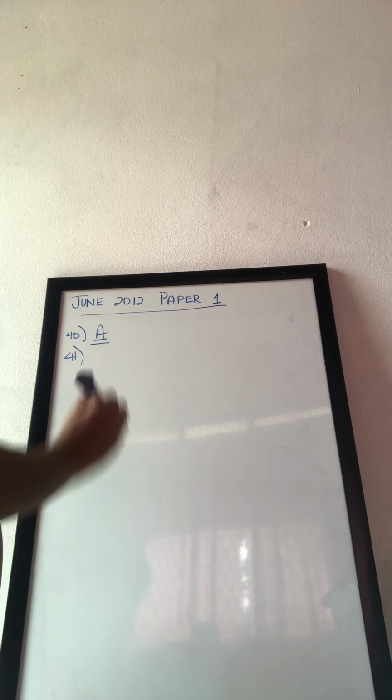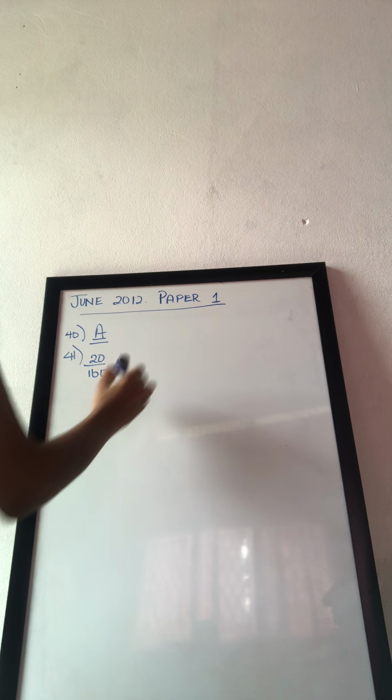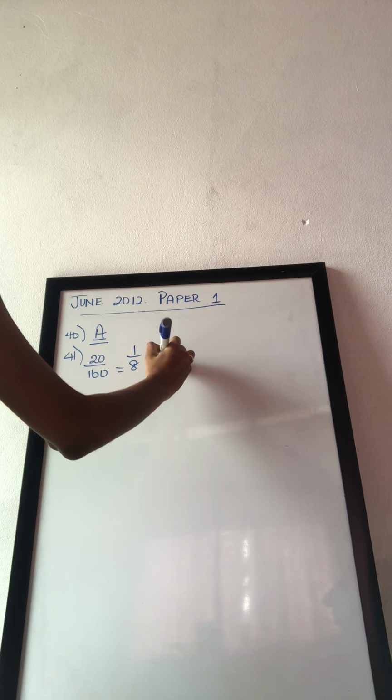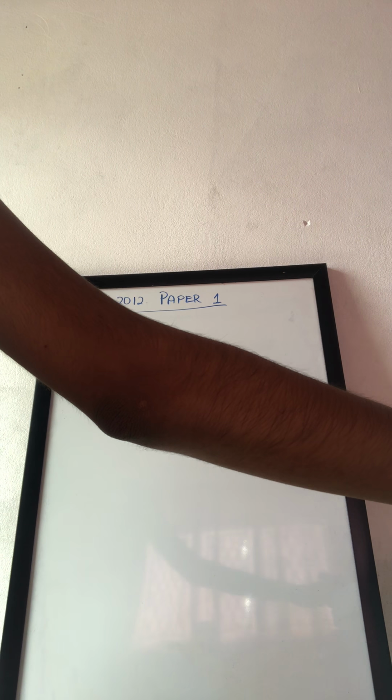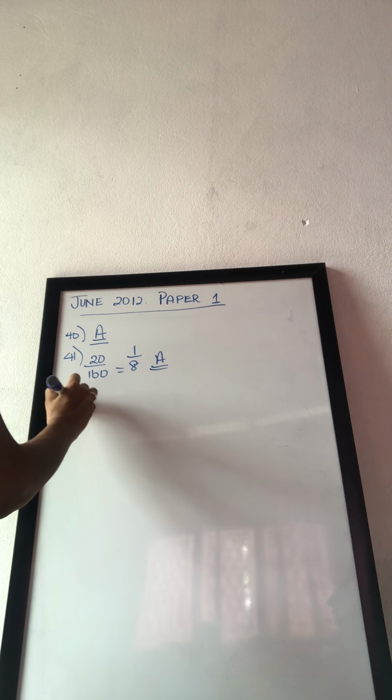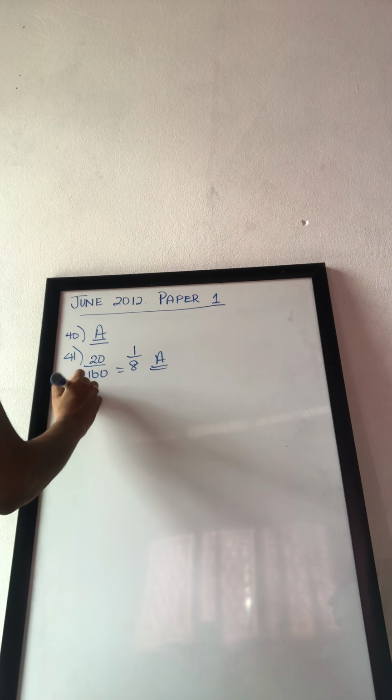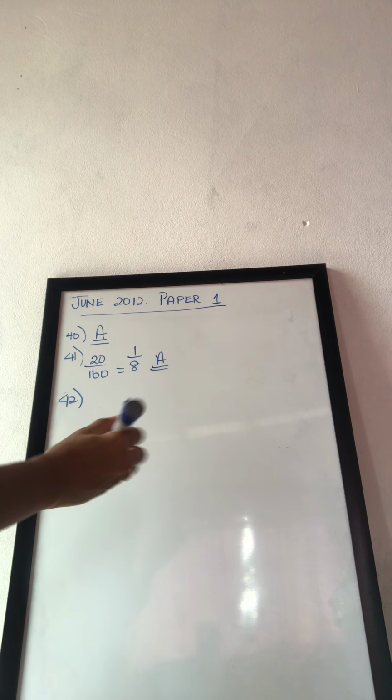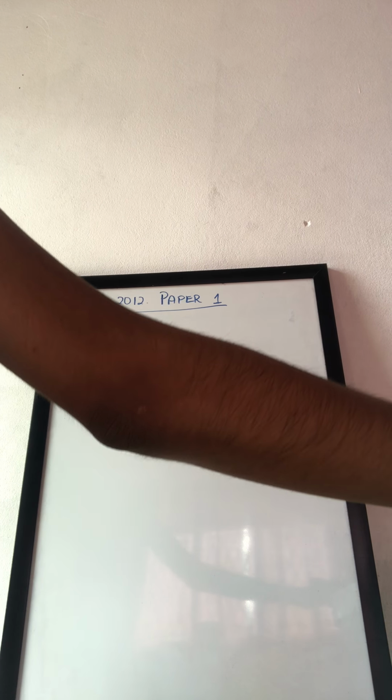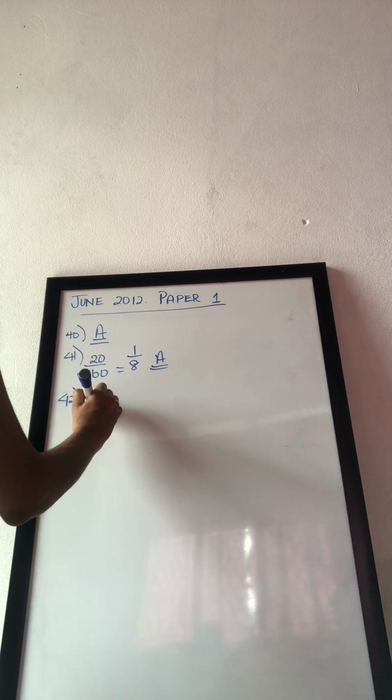Number 41, the probability that a boy chosen at random participated in boxing. Alright, so if football is 40 students, then boxing would be half of football, which is 20. The probability would be 20 over 160, which is 1/8, that is A. For number 42, how many boys participated in cricket? Now cricket, that is 3/8 of the circle, right? And 3/8 of 160 would give you 60, which is B. So 60 boys participated in cricket.